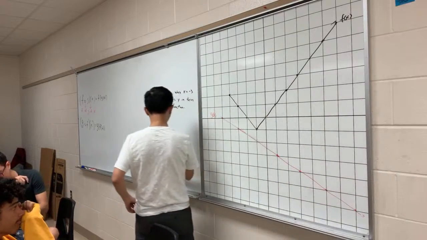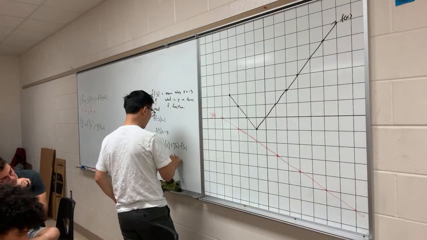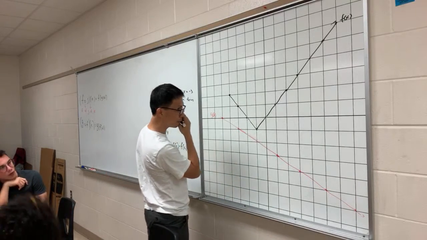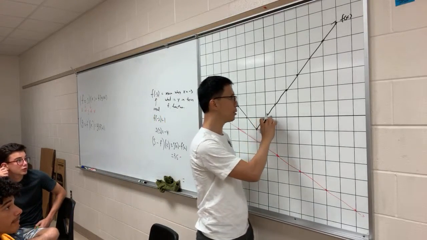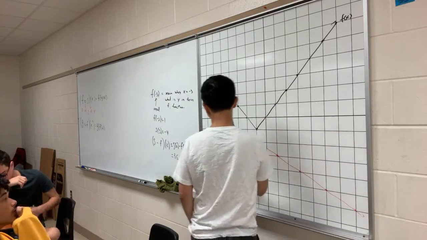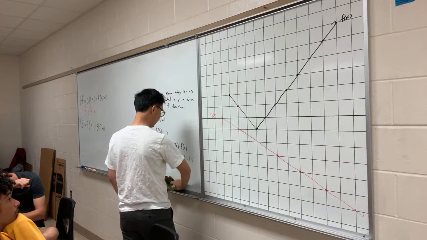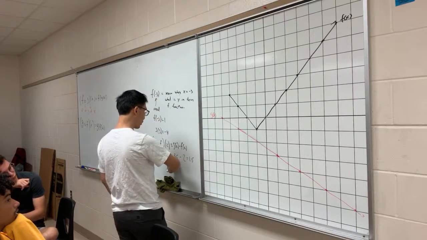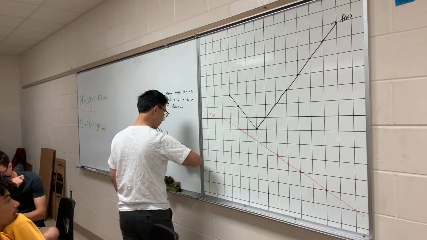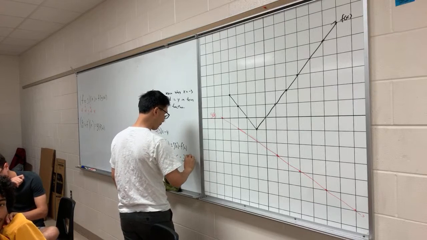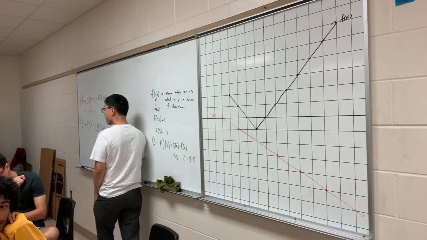So g of 2 is equal to 3.5 minus, what's f of 2? f of 2 is easy. 1, 2, 2. So its answer is going to be 1.5. Negative 3.5. Oh, negative 3.5? Yeah, sorry, negative 3.5. So that's equal to negative 5.5. Does that make sense?